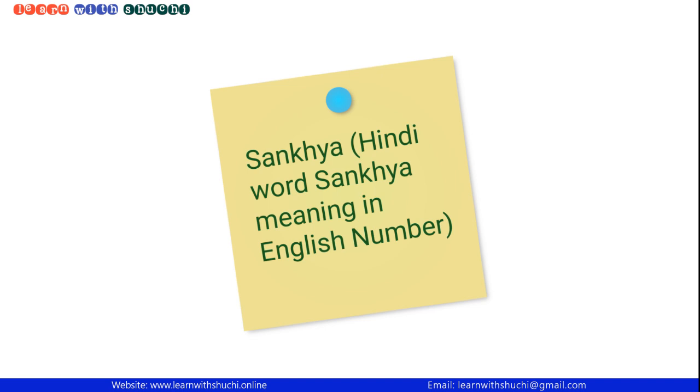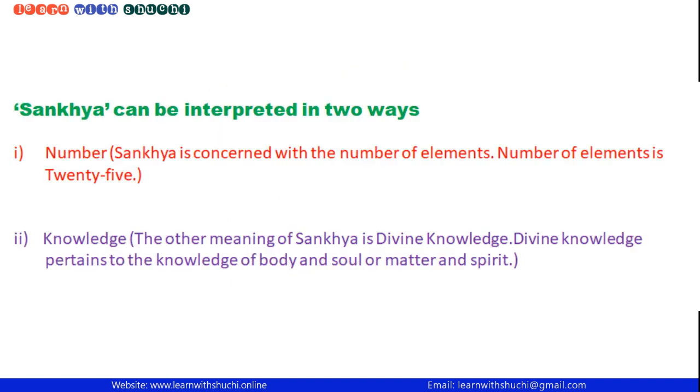number. Scholars have interpreted Sankhya in two ways. First as number and the second as knowledge. When we are talking about the meaning of Sankhya as number, Sankhya is concerned with the number of elements, and these number of elements are 25. And again, when we are talking about the meaning of Sankhya as knowledge, the other meaning of Sankhya is divine knowledge. This divine knowledge pertains to the knowledge of body and soul, or matter and spirit.